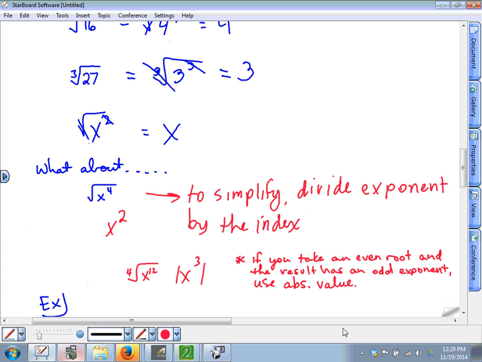What about the fourth root of x to the 20th? What would the fourth root of x to the 20th be? X to the 5th. And 5's odd, right? So what do you put around it? Absolute value bars. Only if you're taking an even root with an odd exponent.